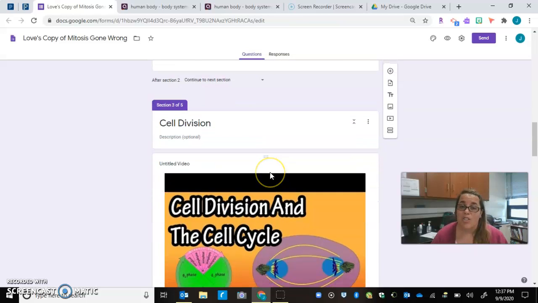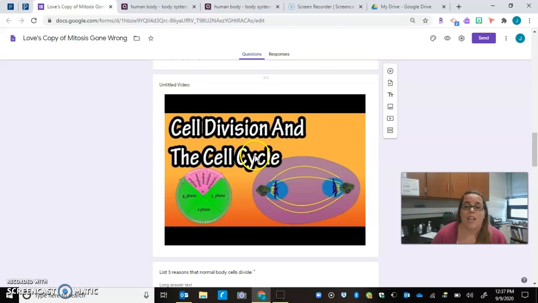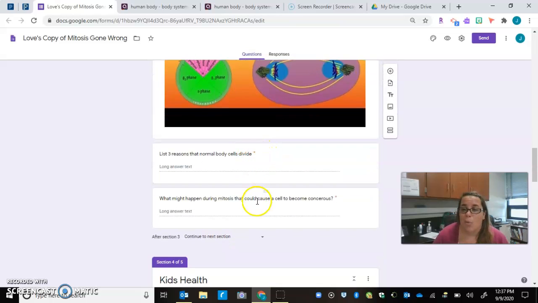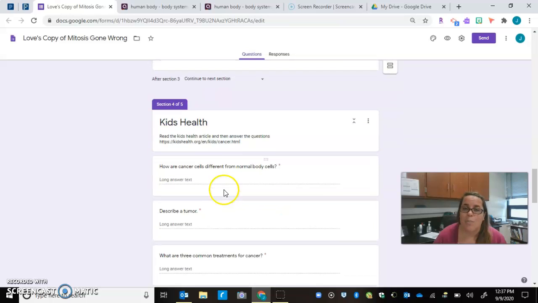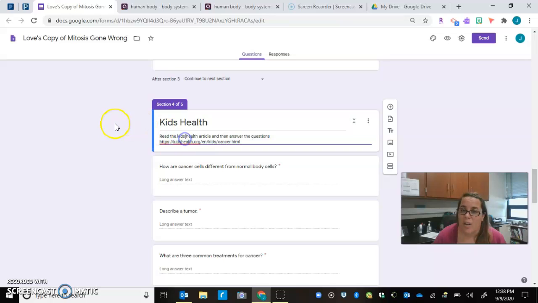Then you're going to look at cell division just a little bit, the cell division and the cell cycle. And then there are a couple of questions there for you to answer as well. The fourth section is a big article. There is a link right here to Kids Health. It's a great resource with lots of information. It's going to take a little bit of time to read. Not going to lie, take some time, read slowly.